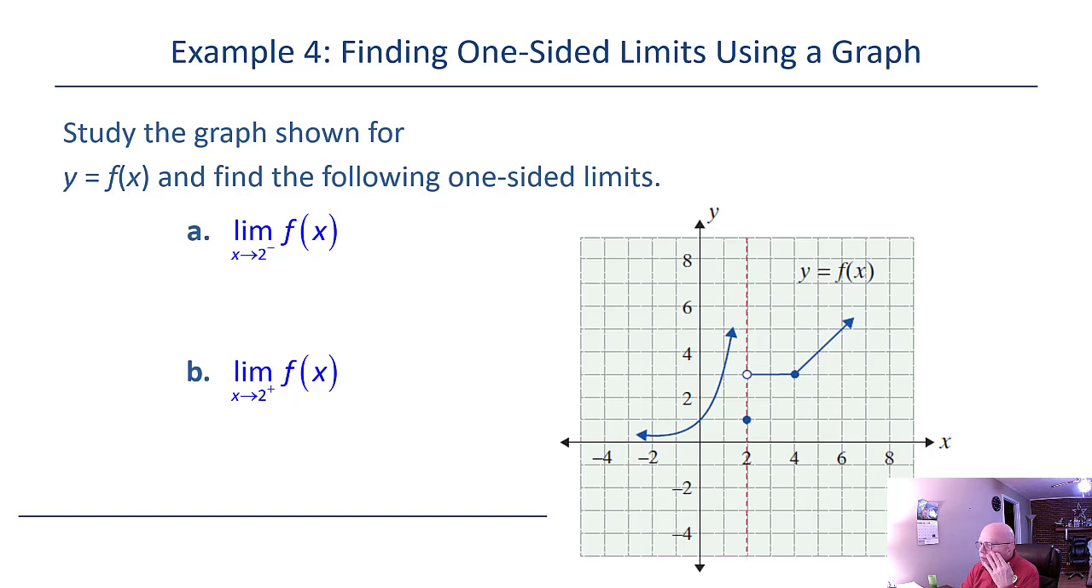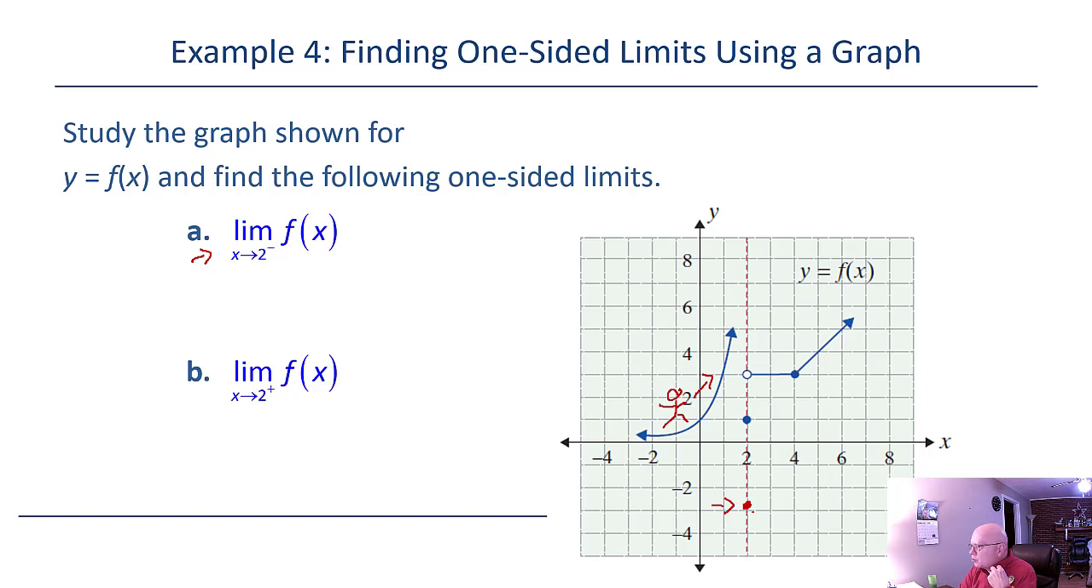So let's take a look at the graph for f(x) and find the following one-sided limits. So we're approaching 2 from the left on this one. Here's 2. And we're coming from the left, so we're coming in this direction. So we're on this curve, and we're heading this direction. As we get close to 2, what's happening to the y values? We go from 1 to 2, 4, it's getting bigger and bigger and bigger.